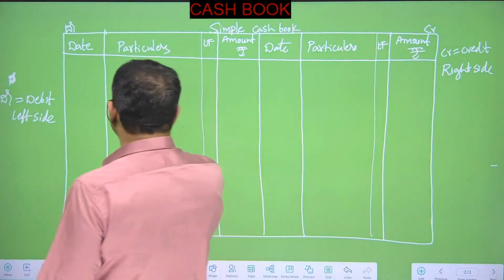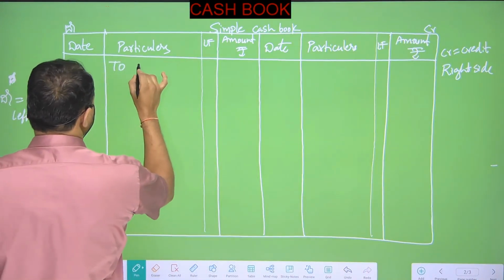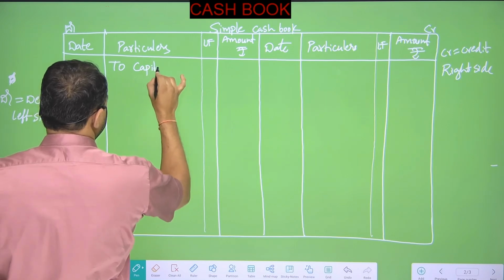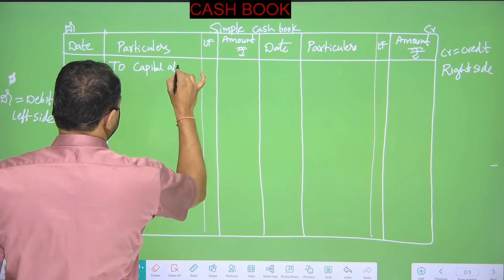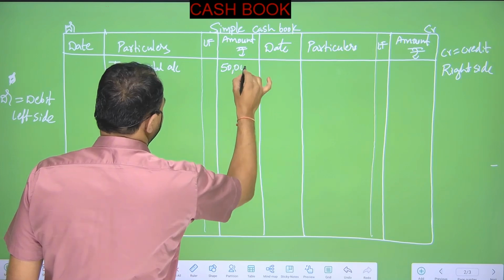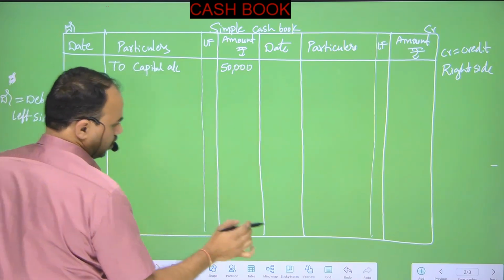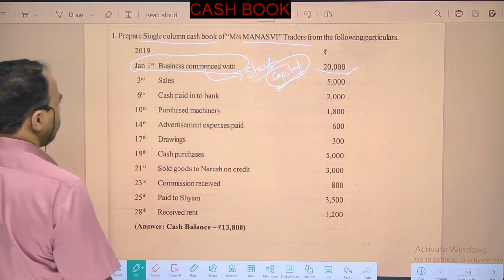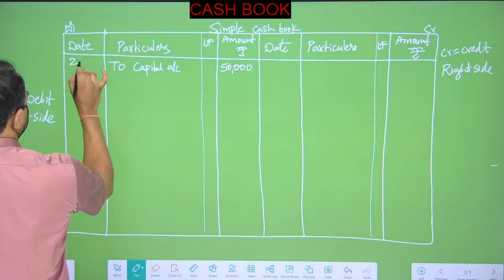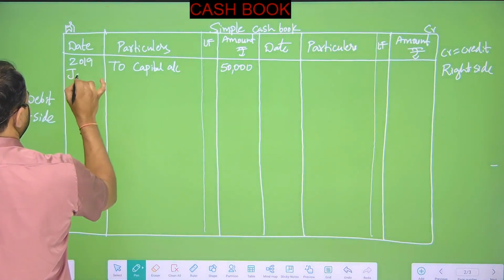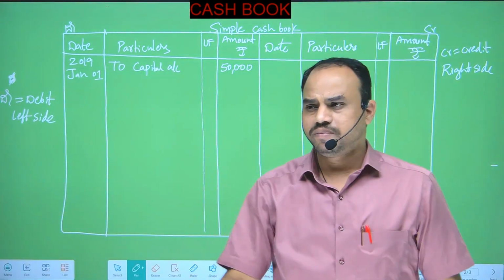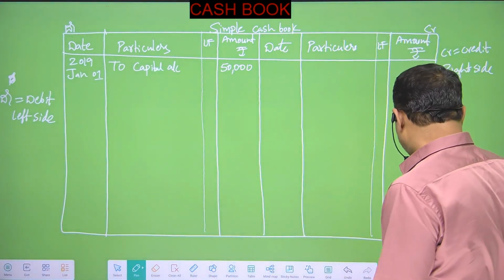On debit side we have to write to capital account, to capital account. How much amount? 50,000. So on debit side we have to write as an opening balance. Whatever date is given you have to write in the date column. 2019 January 1st, to capital we have to write. So I have written. See the next one.